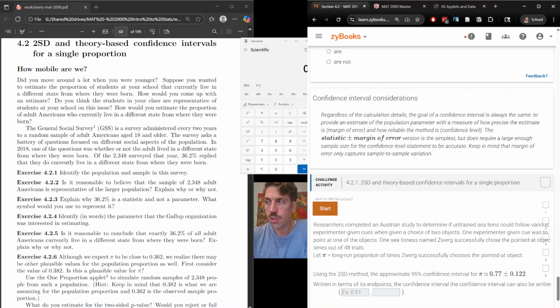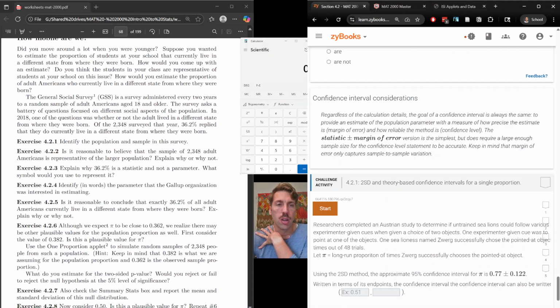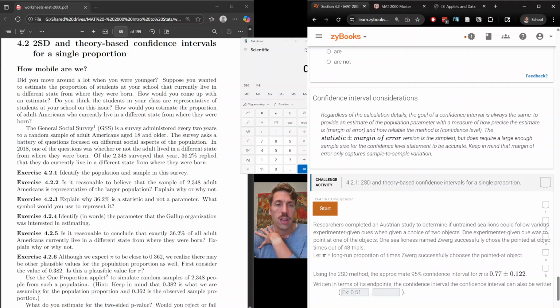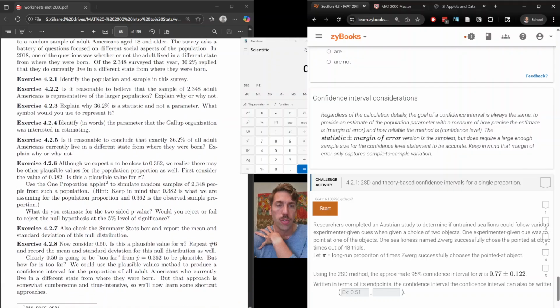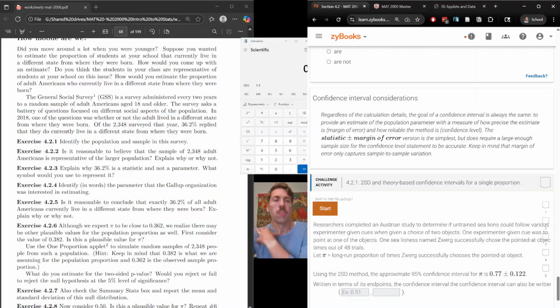So this takes us to the worksheet. Here we're going to look more at the proportion of Americans who live in a different state than where they were born. We're introduced to the General Social Survey, and there's a link to it if you want to go to it. For number 1, identify the population and the sample in this survey. The population is the big thing, so you don't know how many people are in there. You're just describing it. Whereas the sample should be a number, a number that was said in the paragraph above.